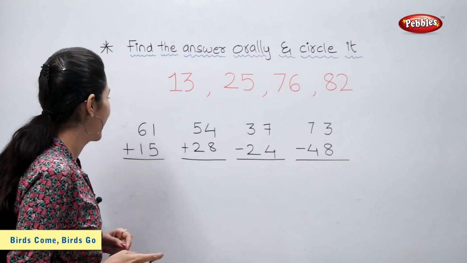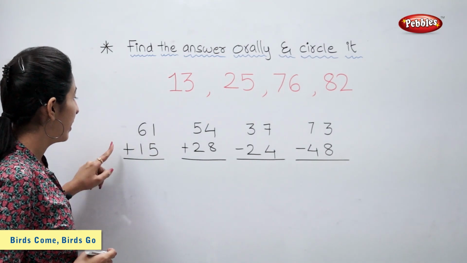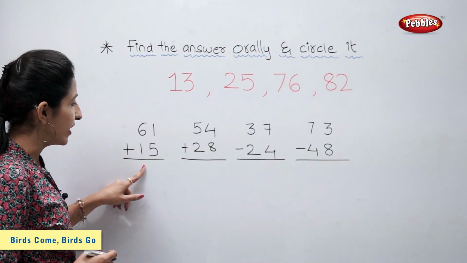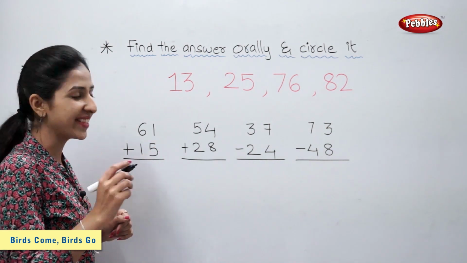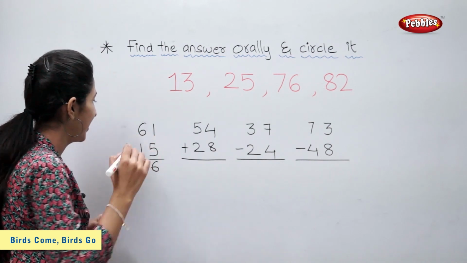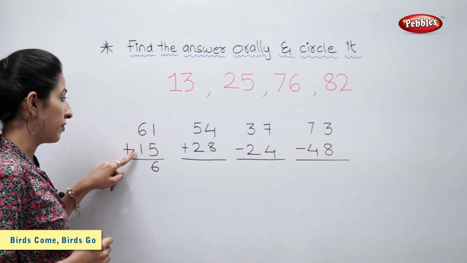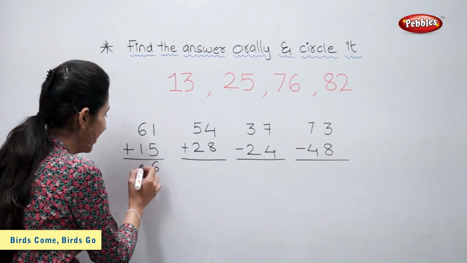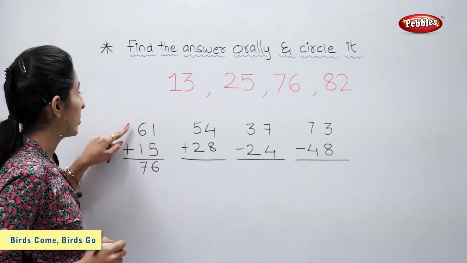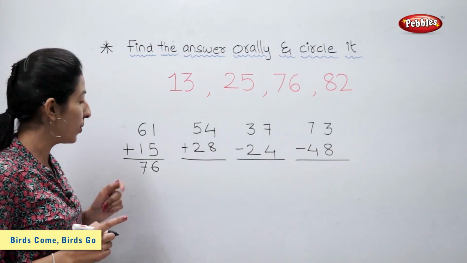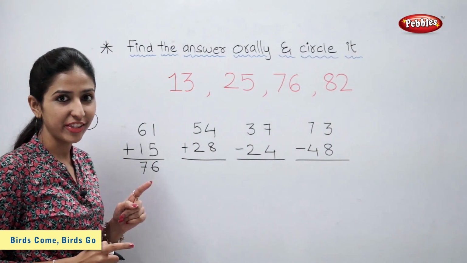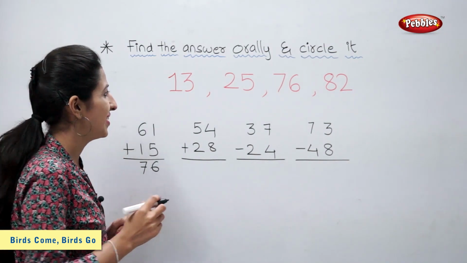Let's start. 61 plus 15. 1 plus 5 is 6. 6 plus 1 is 7. So 61 plus 15 is equal to 76. Let's circle number 76.